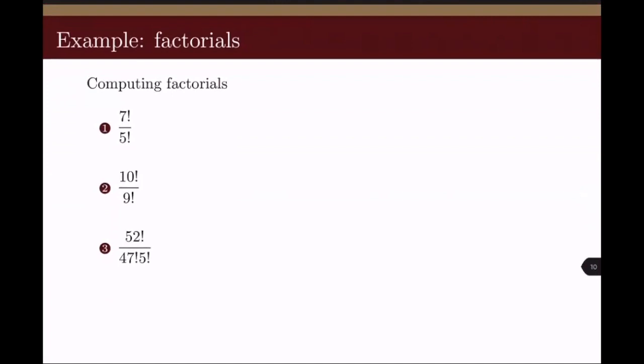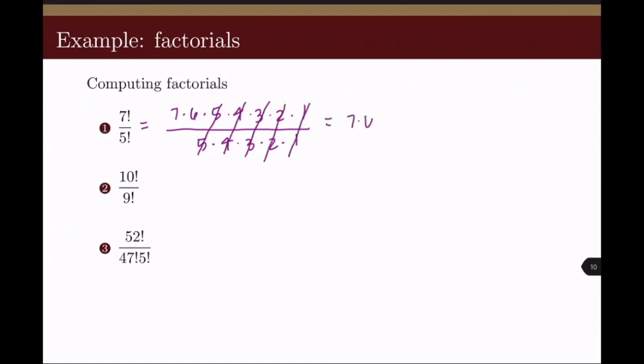All right, so 7 factorial divided by 5 factorial is going to be 7 times 6 times 5 times 4 times 3 times 2 times 1 divided by 5 times 4 times 3 times 2 times 1. Well, since everything is being multiplied, we can cross out like terms. We have left over 7 times 6, which is 42. Not too bad.